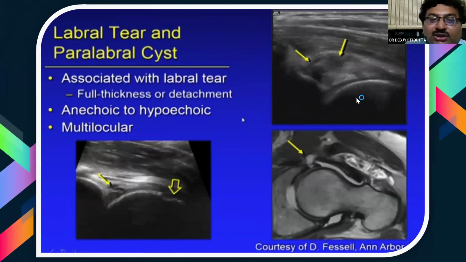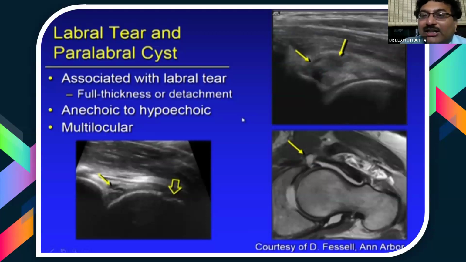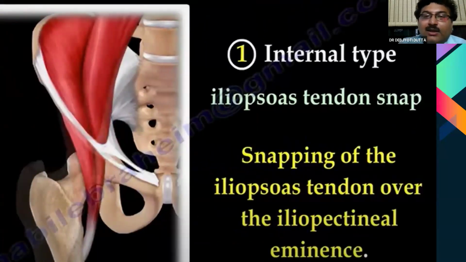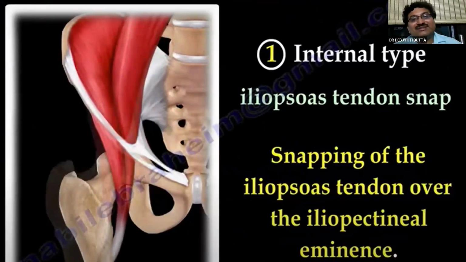Okay. Again, there are paralabral cysts that sometimes occur as a part of hip degeneration, and that is an anechoic and sometimes hypoechoic multilocular cyst that is observable as a labral pathology. Now, today to understand what is snapping hip syndrome, we have to understand there are three syndromes basically. They are all together called snapping hip syndrome.